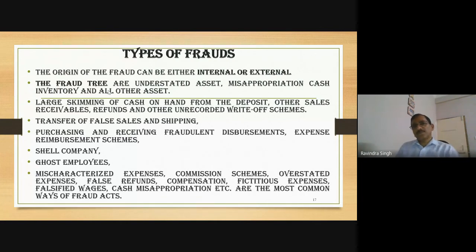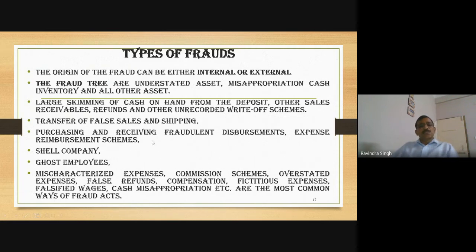Employee भी कर सकते हैं, मैनेजमेंट भी कर सकता है, इंटेंशनल भी हो सकता है, नॉन इंटेंशनल भी हो सकता है. Transfer of false sales and shipping, purchasing and receiving fraudulent disbursement, expense reimbursement schemes, shell companies, ghost employees. Employee है नहीं, employee के नाम पर सैलरी मिल रहा है, employee काम कर रहा है. You see the many of the sectors, organized sector on contract basis, they are getting good salary from the government, but they are sitting somewhere else, doing service somewhere else, and they have deployed some outsourced person on the very less amount. So ghost employees, they are not working but drawing the salary.